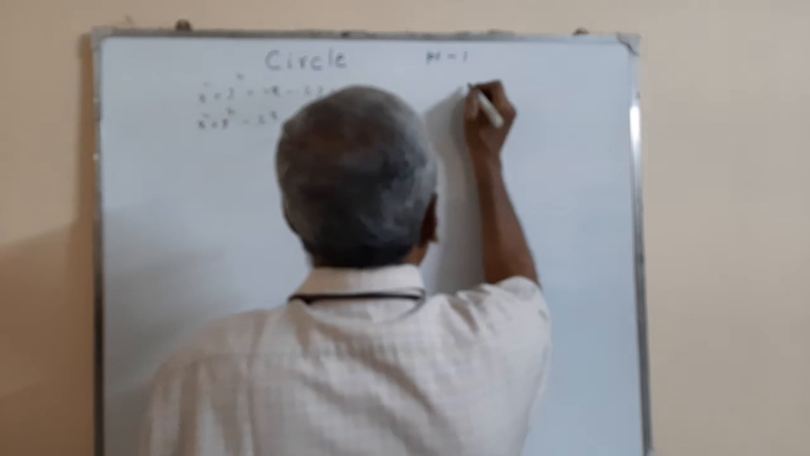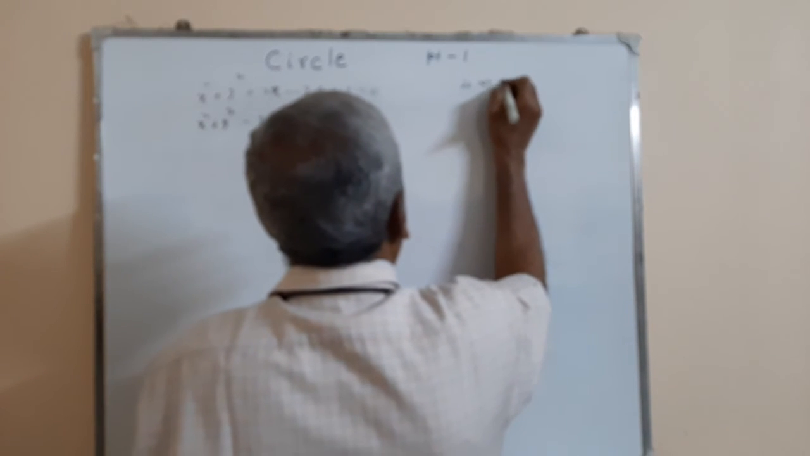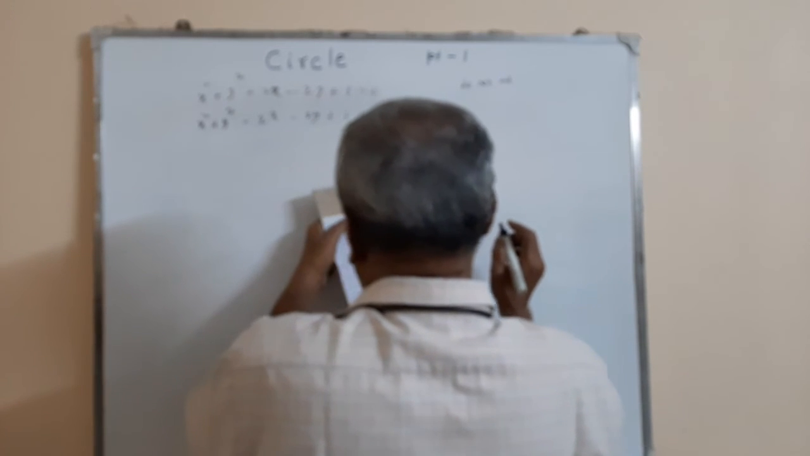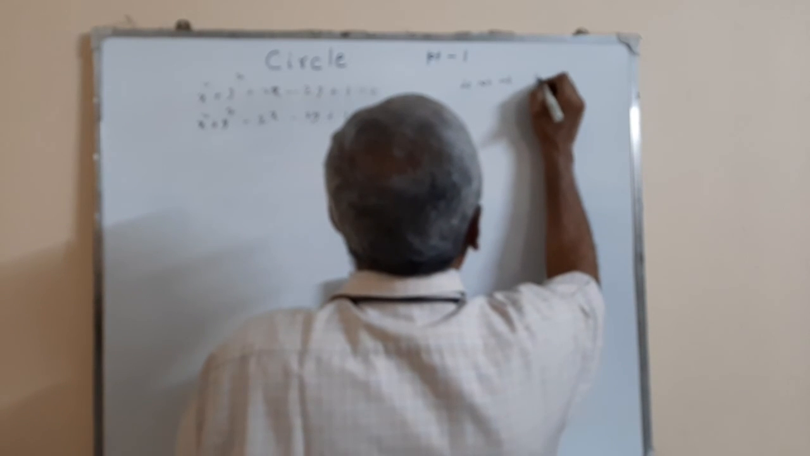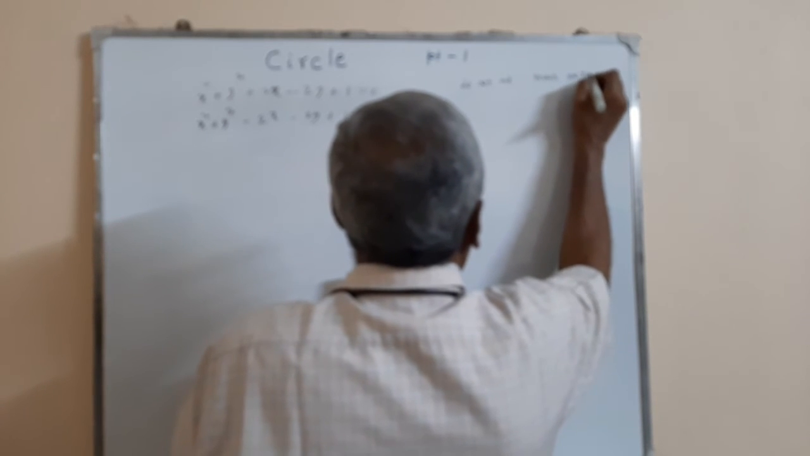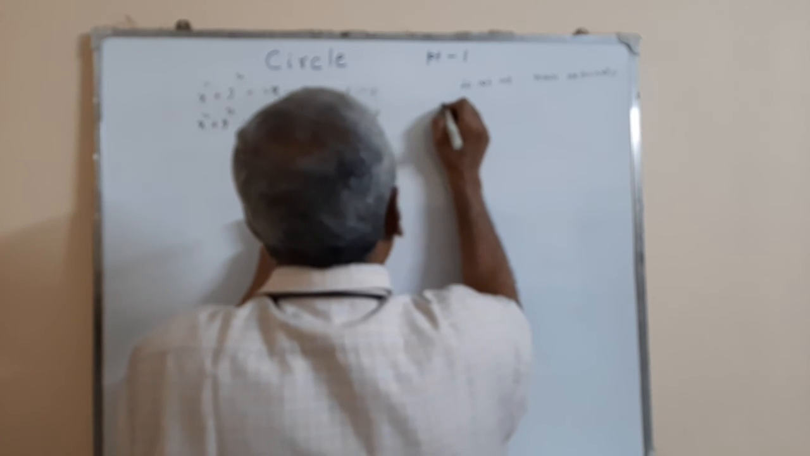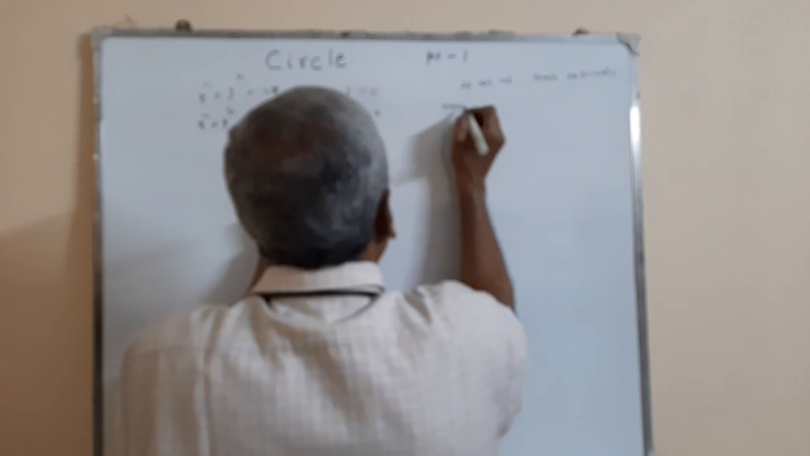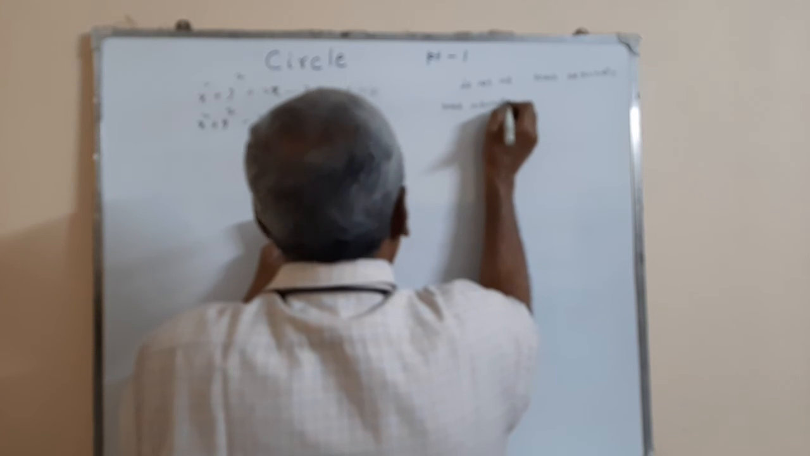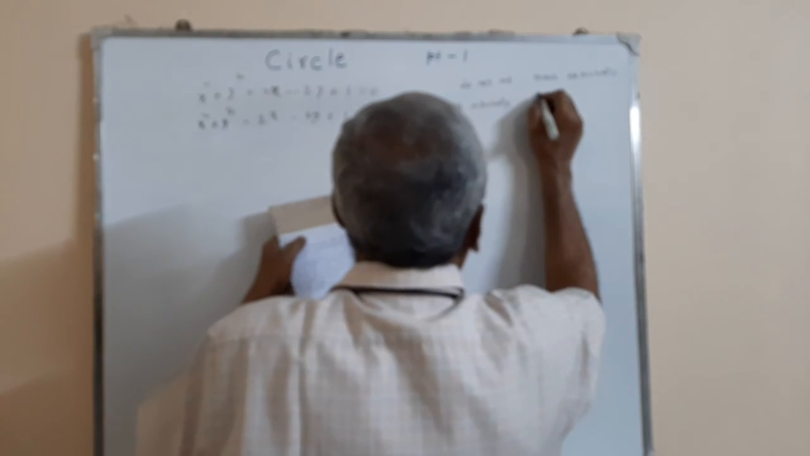Number 1, they do not intersect. Second option, touch each other externally. Touch each other internally. Intersect at two distinct points.